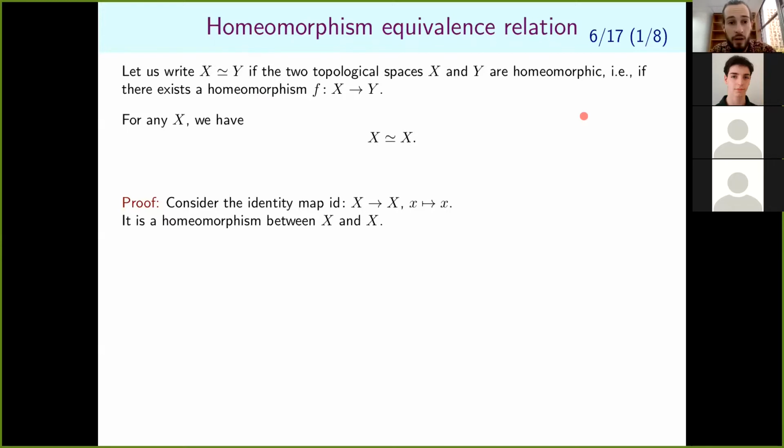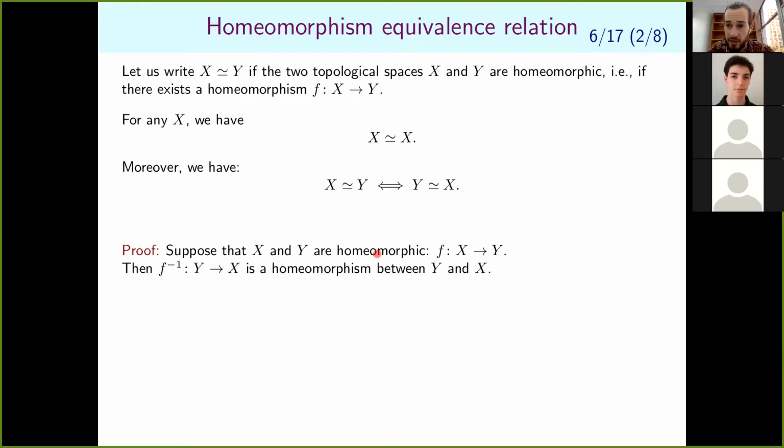So I have a first property: for any topological space X, X is equal to X. This means that X is homeomorphic to X, and this is really easy to prove. You take the identity map between X and X. It is continuous, bijective, and its inverse, which is itself, is continuous. So any topological space is homeomorphic to itself.